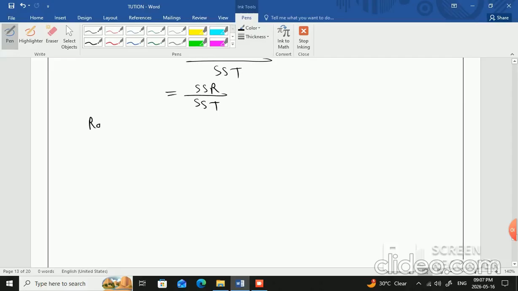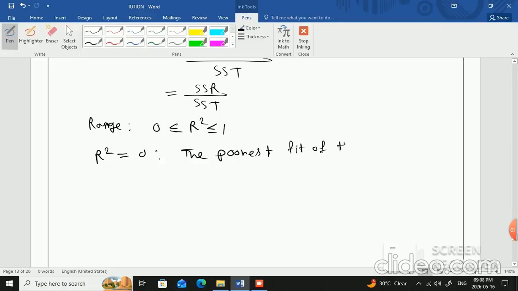The range of R square is 0 to 1. R square equal to 0 indicates the poorest fit of the model. R square equal to 1 indicates the best fit of the model. Model is best fit.